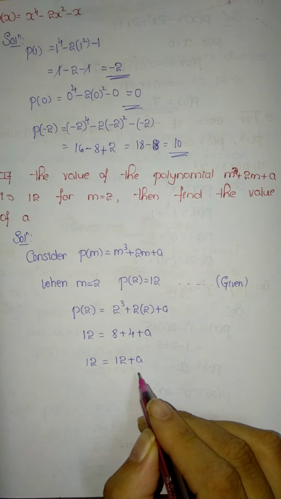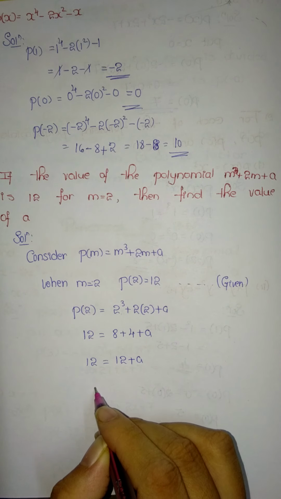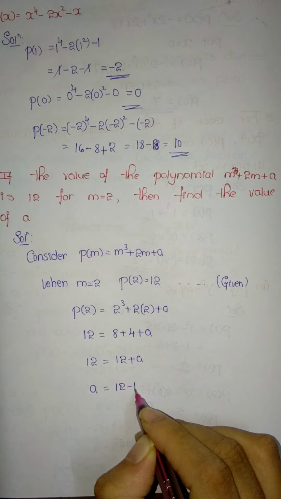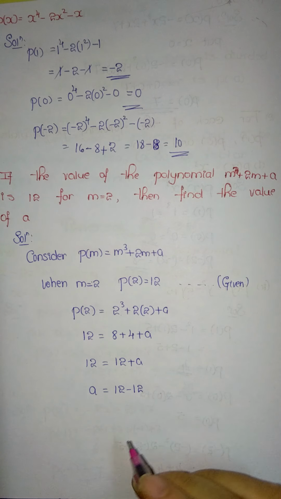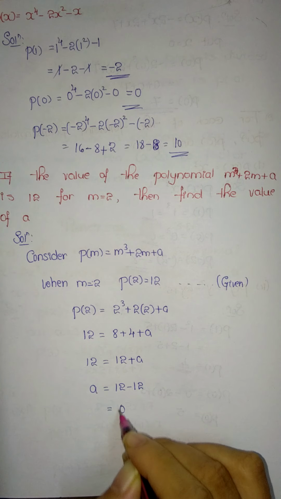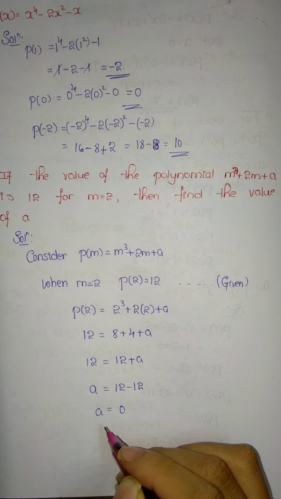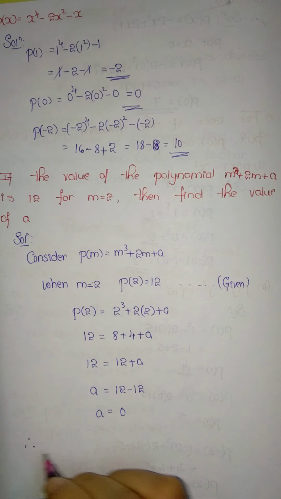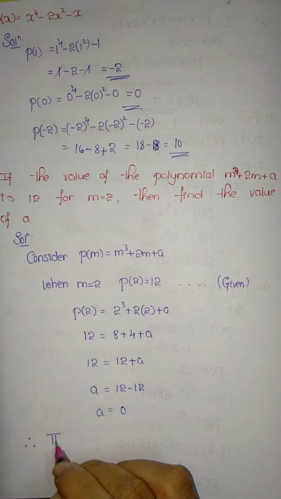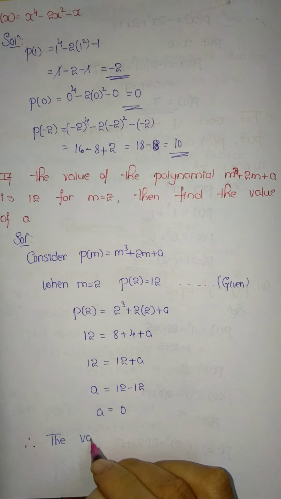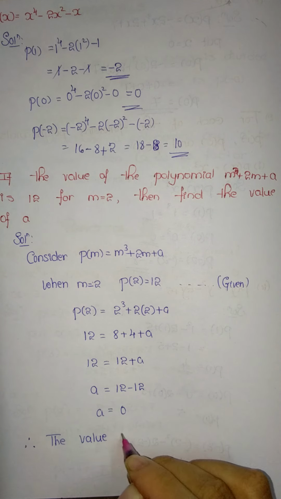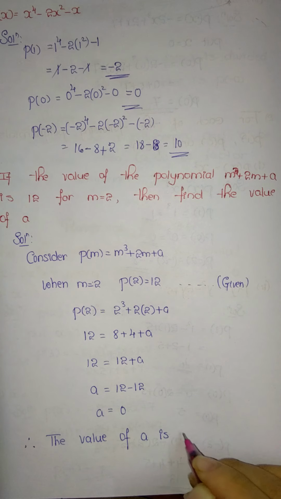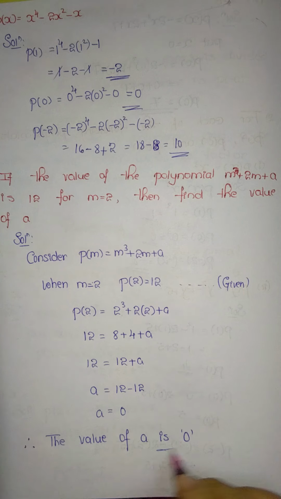Now keep this a as it is and take this 12 to this side. So a is equal to 12 minus 12, which is equal to 0. So a is equal to 0. Therefore, we can write the value of a is 0.